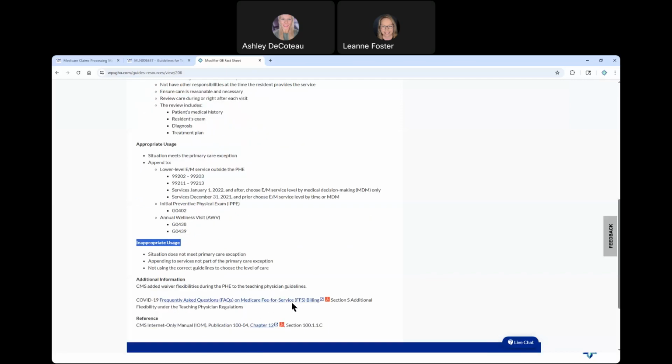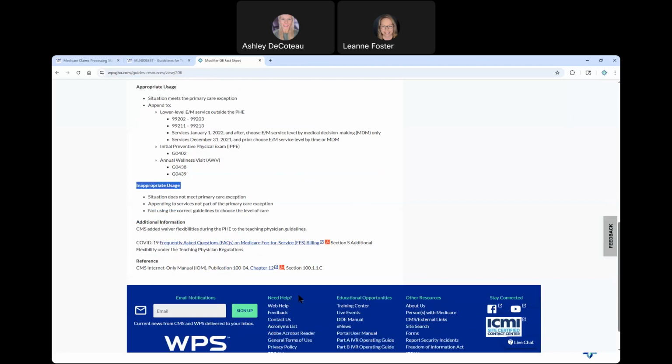Then at the bottom of each modifier fact sheet, you can usually find links for resources with additional information in the reference section. And notice here for the GE modifier fact sheet, there's a link to the Medicare Claims Processing Manual, Chapter 12, which is that first resource that we looked at today. So whether you're billing for teaching physician services, or maybe you're a resident who's newly enrolled to bill Medicare, I encourage you to take a look at our modifiers page. There's also a group there of evaluation and management modifier fact sheets that you may find helpful.